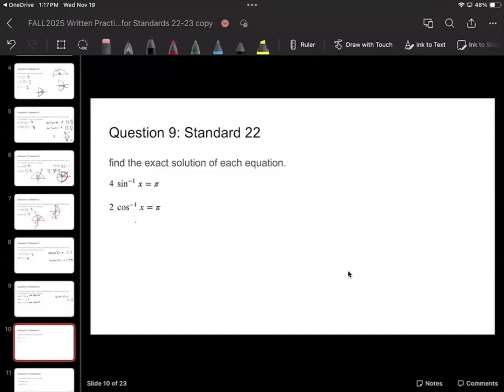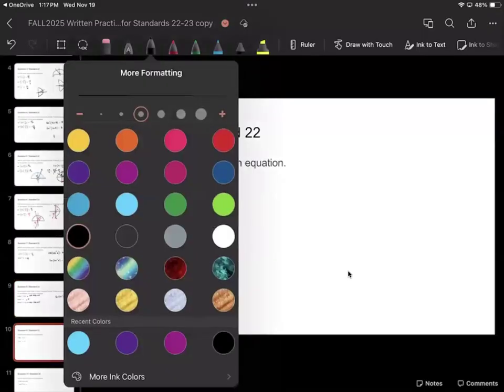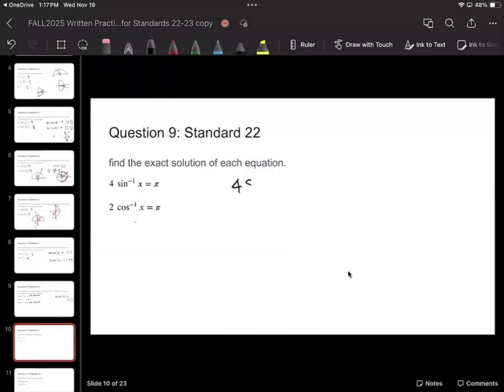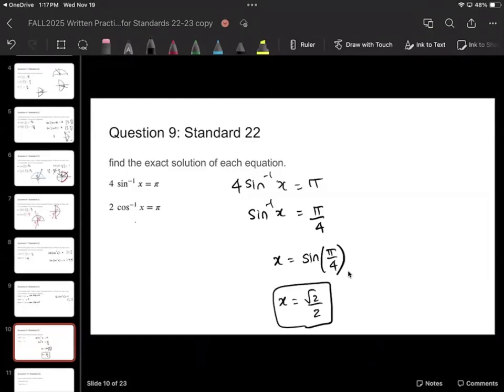Okay, so now here we are solving equations. So first you have 4 sine inverse of x is pi. So as you would solve any equation, isolate your variable. In this case, it is sine inverse of x. Move the 4 to the other side. Then rewrite this as x equals sine pi over 4. This is the property of inverse. Now, what is sine pi over 4? Root 2 over 2, and that's your solution.